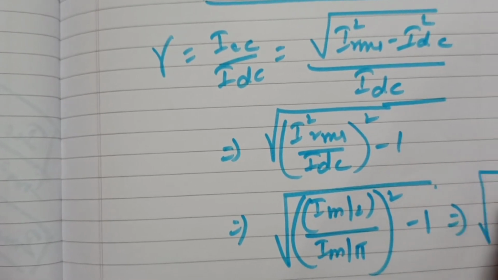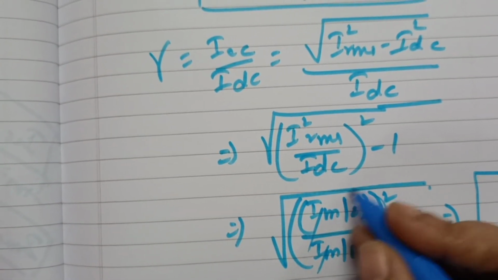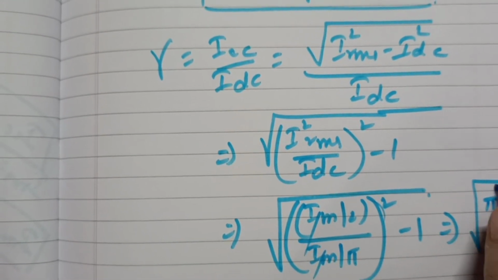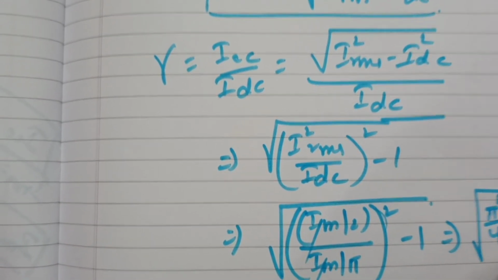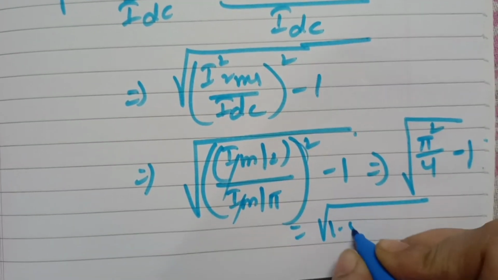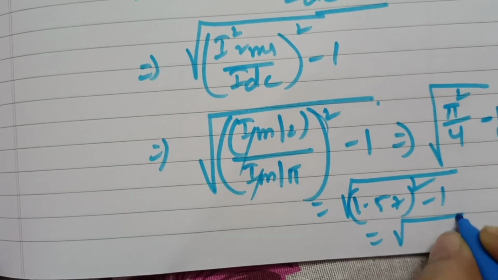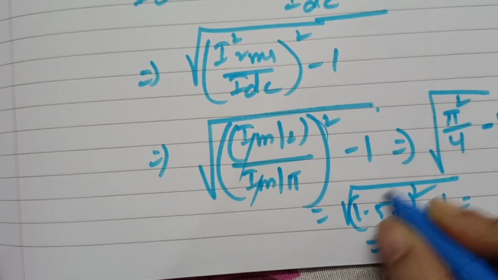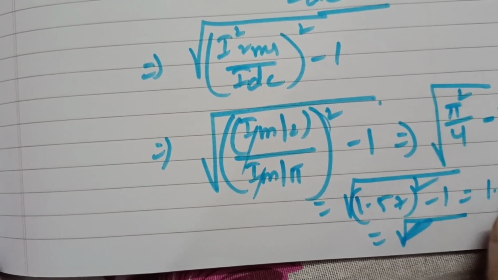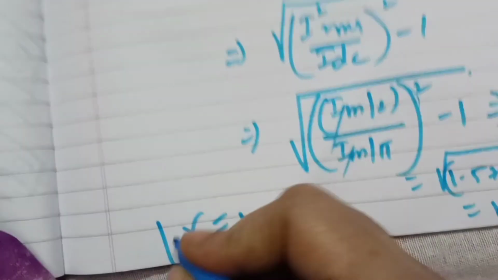So this will be, if you cancel Im and take pi to the numerator, pi square by 4 minus 1. So the value will be 1.57 square minus 1. If you take the square root and solve everything, it is 1.21. So the ripple factor gamma is 1.21.